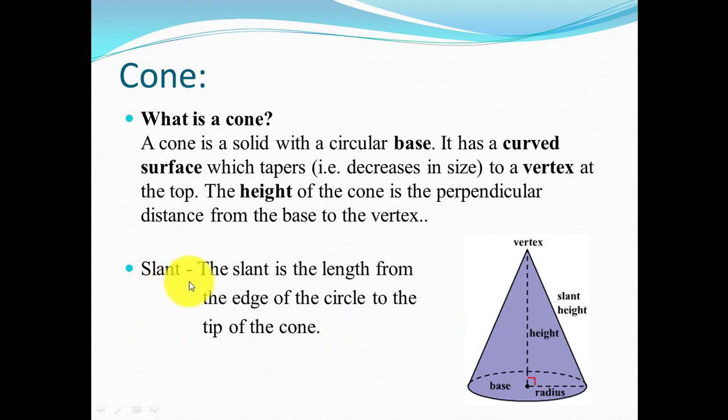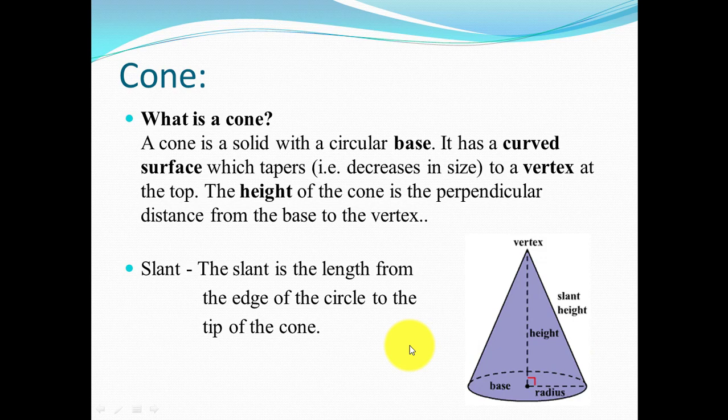And slant. What is slant? The slant is the length from the edge of the circle to the tip of the cone. This is the tip of the cone and this line is the edge of the circle. From this line to this tip, this vertex point, this straight line is called the slant height or slant of a cone.